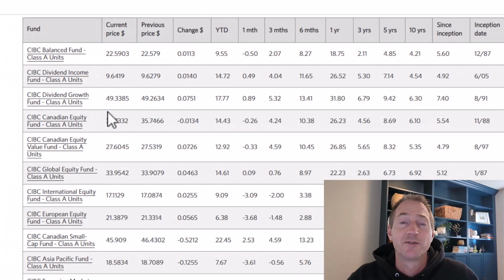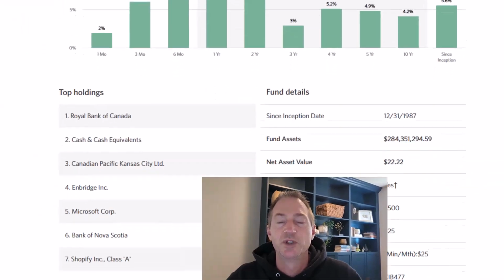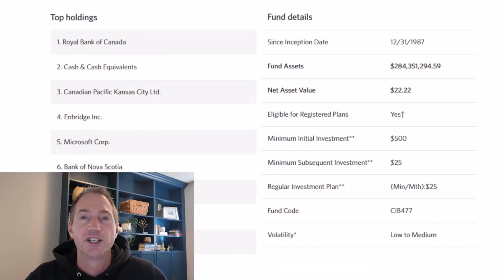And because I started my investment journey years and years ago, I actually don't remember what fund was sold to me or anything like that. So I just did a quick Google here and I found all these funds that CIBC sells. And right at the top, again, probably the most popular fund is going to be a balanced fund. So it's right here at the top, and I just clicked on that and you can see it's the CIBC balanced fund. And when you scroll down, they have a bunch of information there for you.